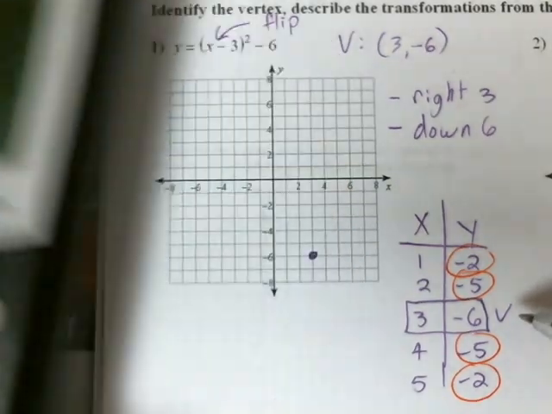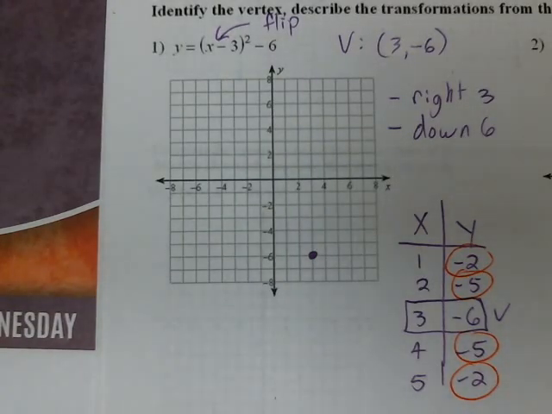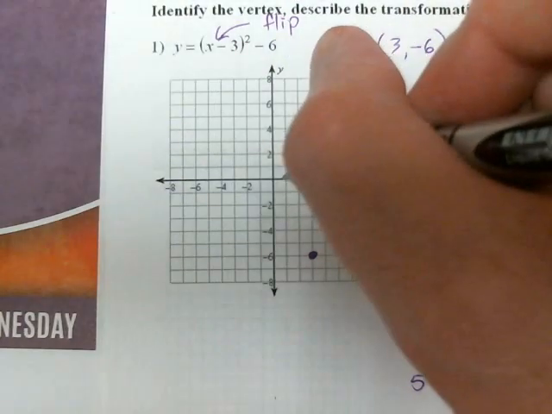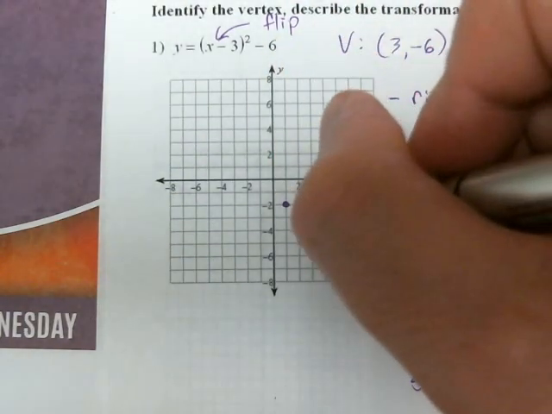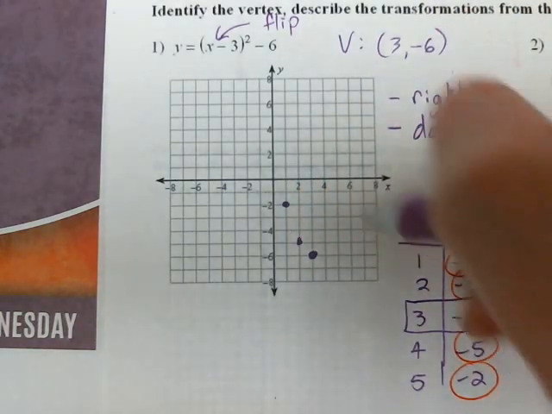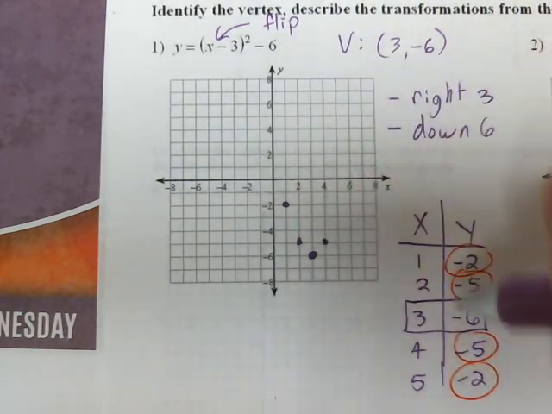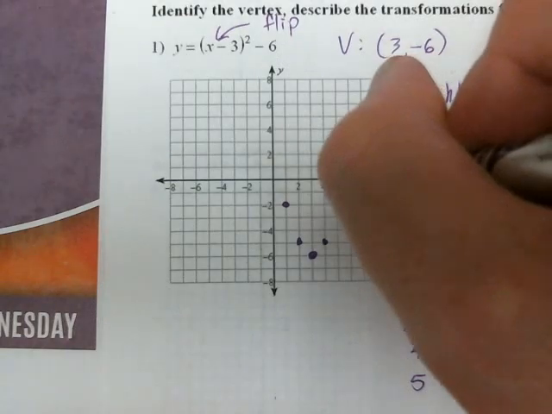So now that I have these 5 points, I can go to my graph and I can plot this. All right, so let's go 1, -2. I've got 2, -5, 4, -5, and 5, -2.